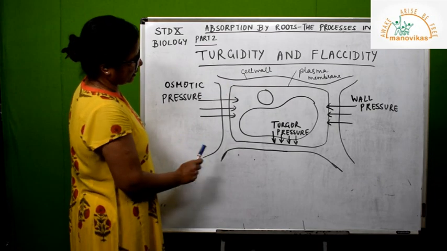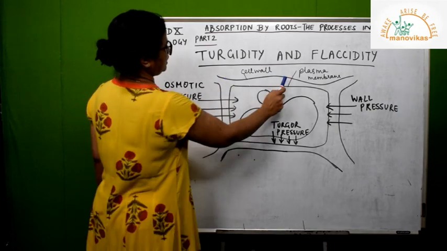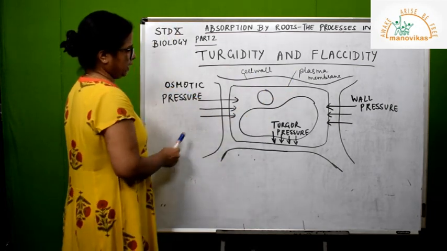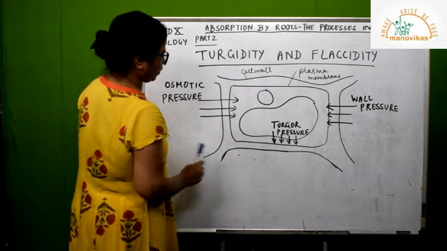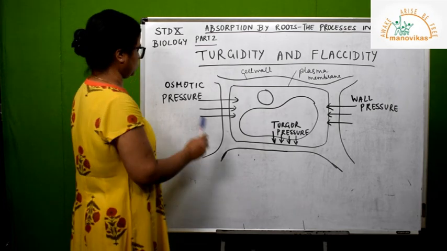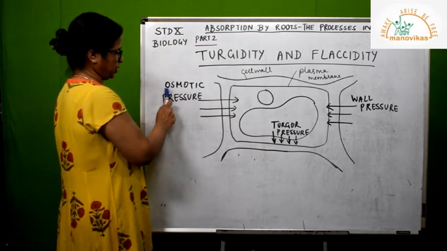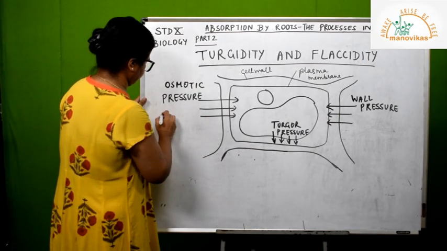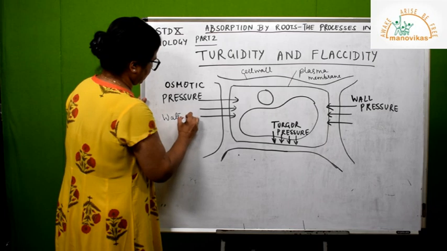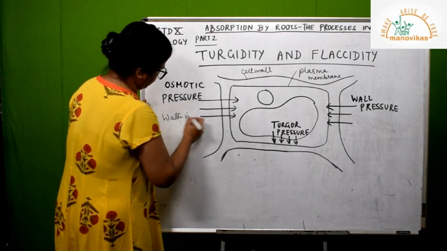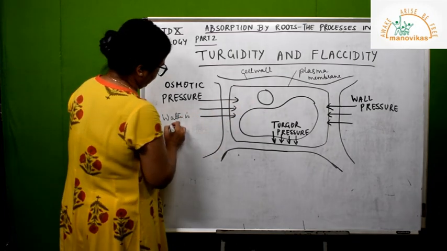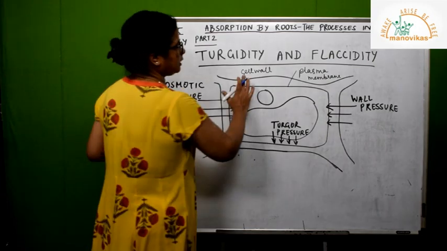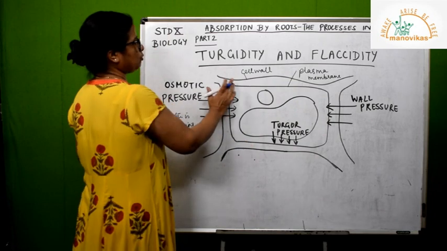Now here is a simple diagram of a plant cell. You can clearly see the structures of the plant cell, the cell wall, the plasma membrane. Now can you see the different kinds of arrows that have been drawn here? What do they signify? Here I have mentioned osmotic pressure. It means water is entering in. Why? Because of the concentration gradient, inward. The water is moving inward, entering. When water enters in, the cell becomes fully turgid.